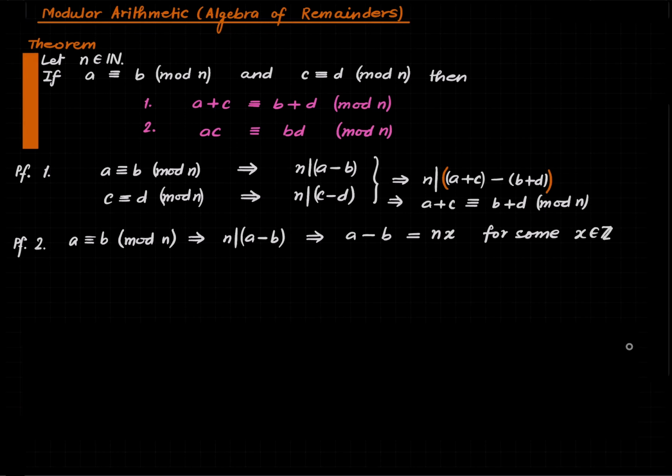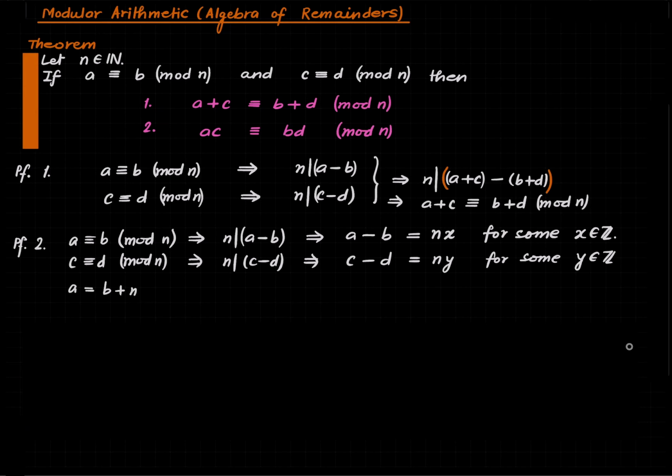That's the definition of division. And similarly, since we are given that c is congruent to d modulo n, we get n divides c minus d by definition, which means c minus d is equal to ny for some y in Z, some integer y. So the first equation is just reading that a is equal to b plus nx, and the second equation is c is equal to d plus ny, right?